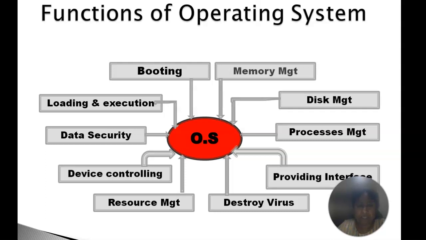The functions of the operating system. Just as a traffic policeman controls the traffic moving around him, the operating system controls all the peripheral devices connected to the system, and whether they are working properly or not is checked by the operating system. There are various functions of the operating system. First are booting, memory management, disk management, process management, providing interface, and destroying viruses. It will find the virus and destroy it. Then resource management, device controlling, data security, and loading and execution of programs.